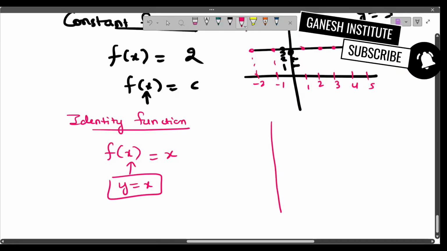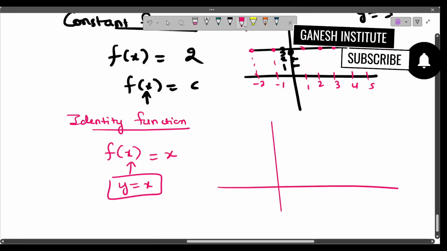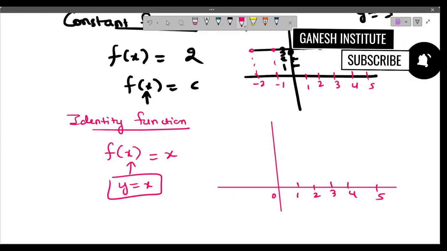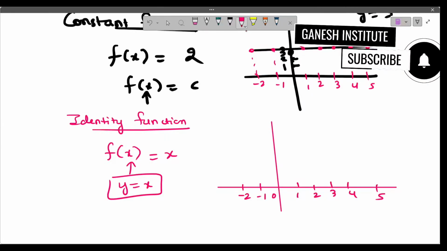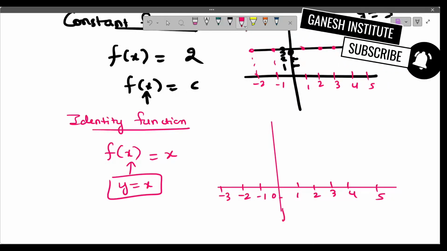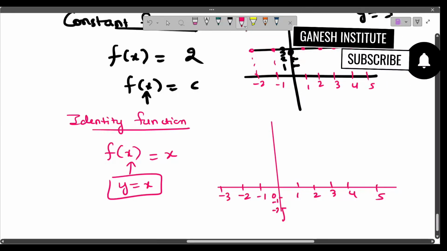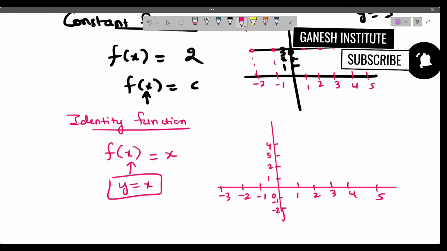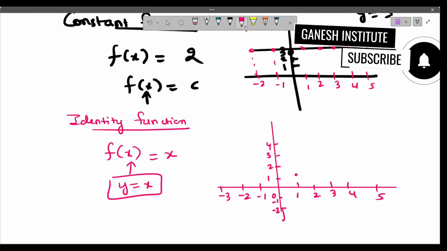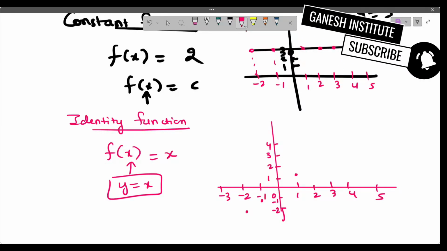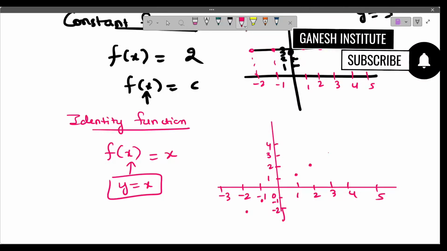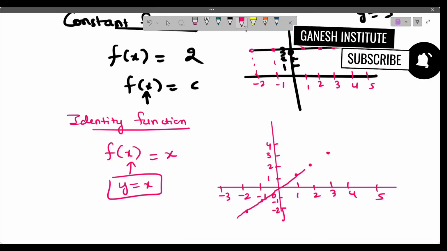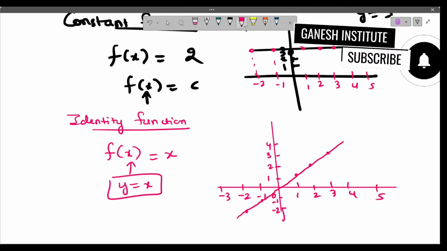So if I have to draw the graph, it will be this way. If you are having 1, then it will be 1. If you are having minus 1, y is also minus 1. Minus 2, minus 2. 2, 2. 3, 3. So it will always be a straight line passing through the origin.